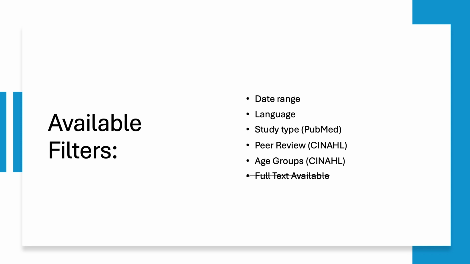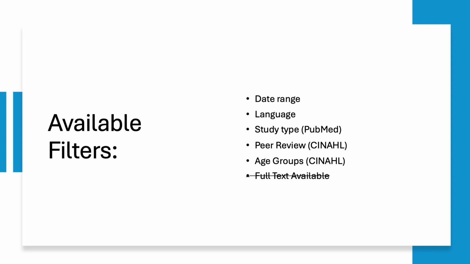Like PubMed has a lot of different study types. CINAHL, you can limit at least to randomized controlled trials. CINAHL also allows you to limit by peer review, as well as different age groups that are studied. So keep in mind that these filters will be a really big benefit to you in your searching.